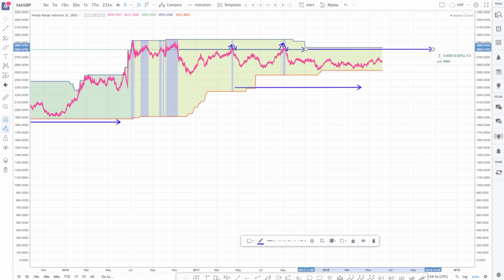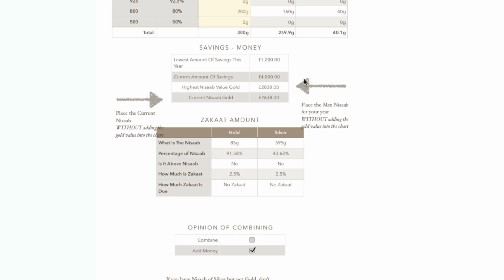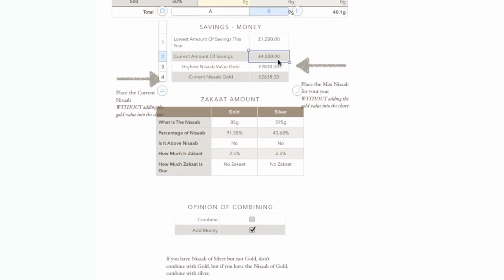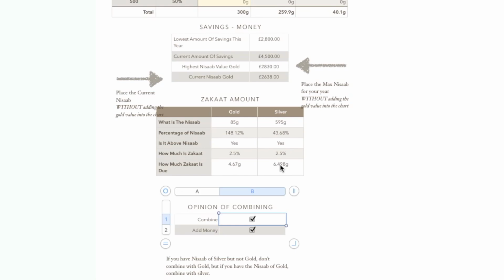So you take that information and you go back to the previous chart, put in the amount of money you have right now, put in the minimum amount of money you had throughout the year, which was 2,800, and it will tell you that you need to pay 4.68 grams of gold on your zakah, and 6.498 grams of silver. Now when you pay zakah, it must be in gold or silver, and if you're paying money, it must be the value of this gold and this silver at the time of paying it, or at the time it's eligible.